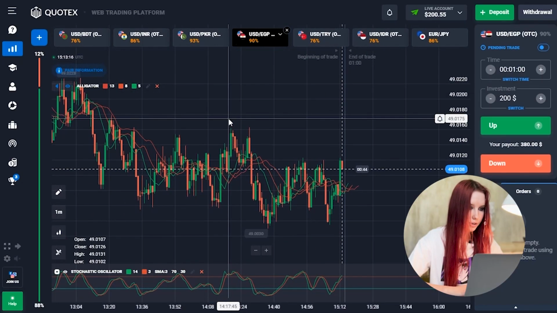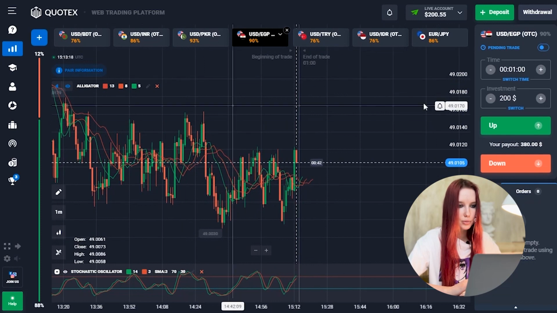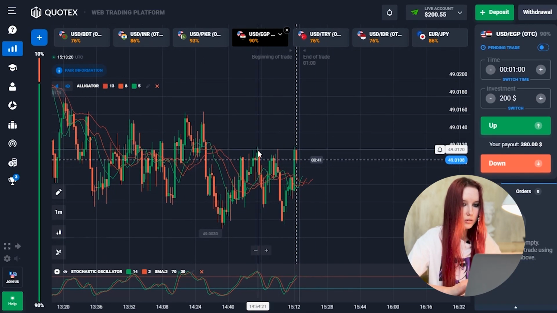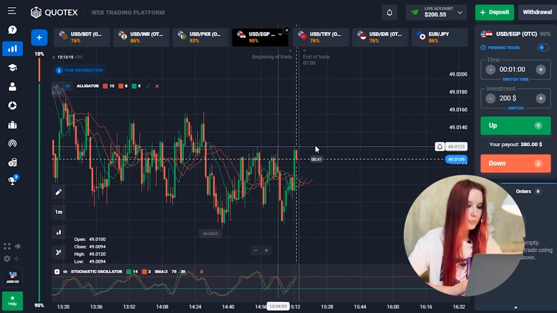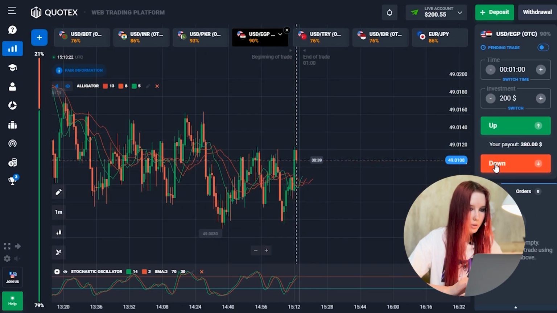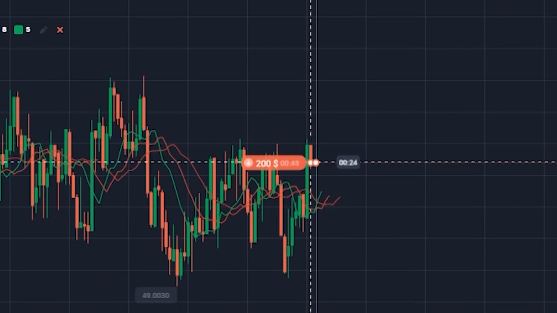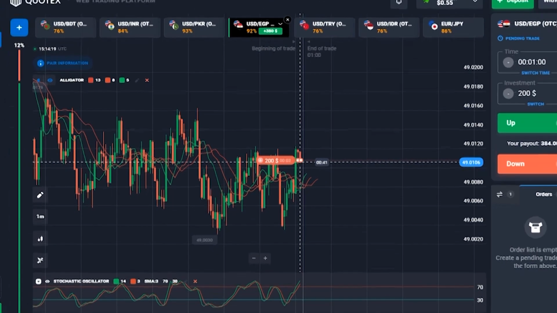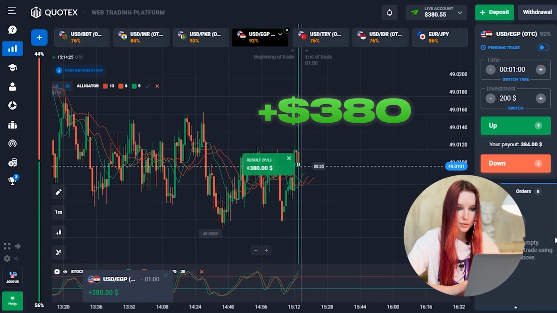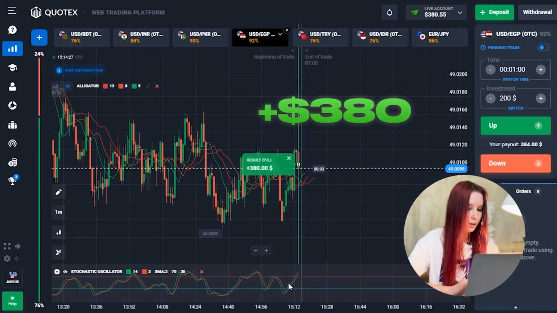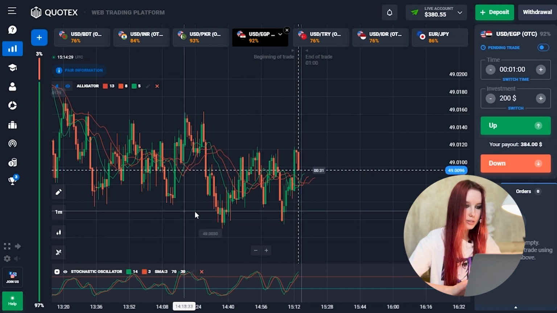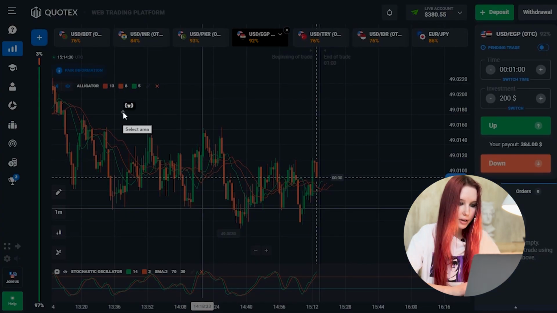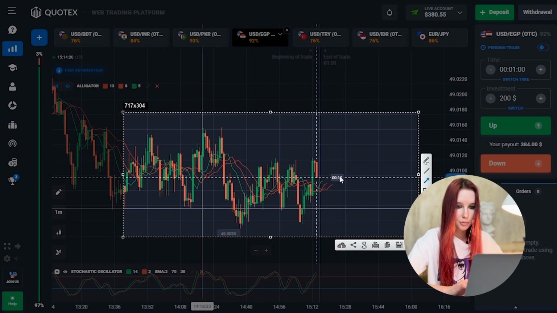Oh, there's a flat here. Now the price is at the resistance level, so I want to open a down trade here again at, let's say, 200 bucks. Great, my trade is winning again, and here the price has reached the resistance level. Well, I already have 380 bucks on my balance.